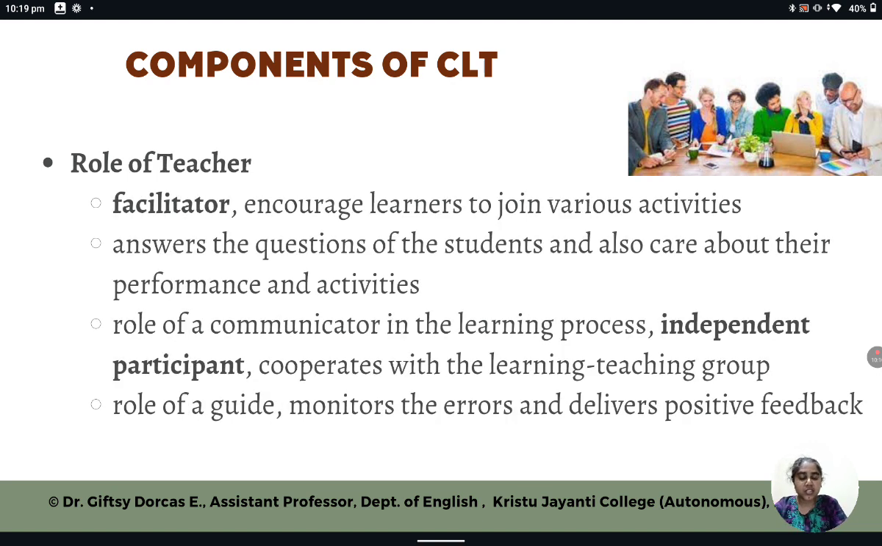And when it came to the teacher, the teacher was not autocratic, but instead the teacher was a facilitator. The teacher enabled the process of learning. And sometimes they were independent participants, meaning they were also part of the activities, and their role was that of guides, and they monitored the errors, and they also delivered positive feedback. So under this method we see it is a student friendly method, it is a learner friendly method, and it is not in control of the teacher. So we see that it's a two-way communication that happens between the learner and the teacher.